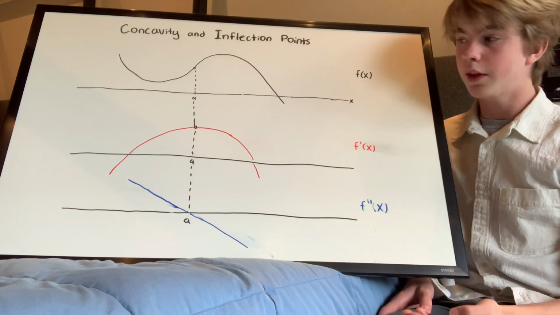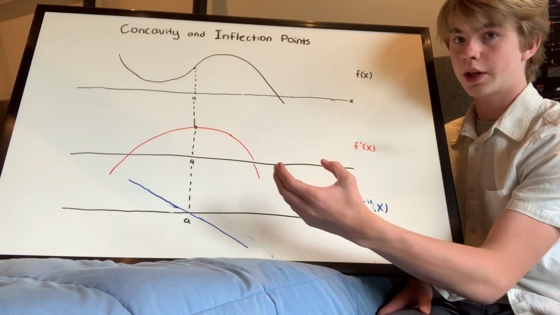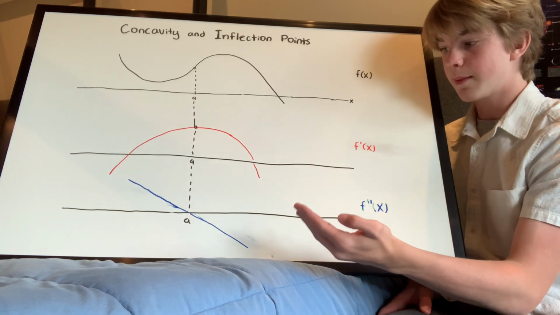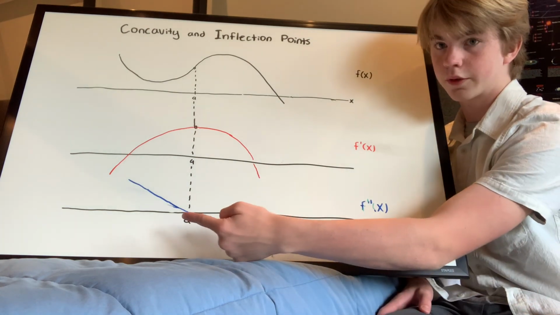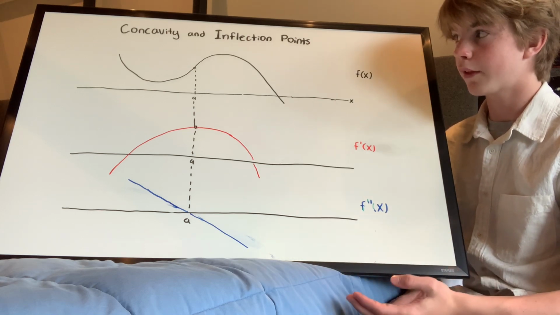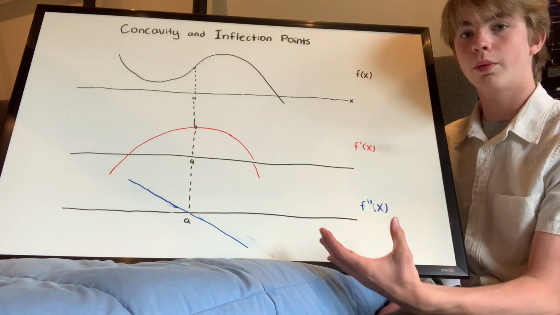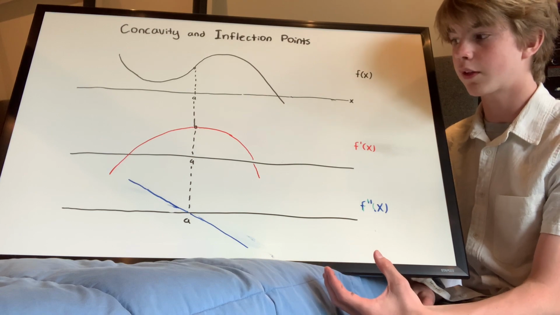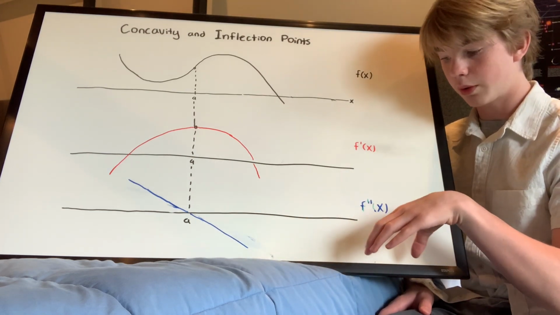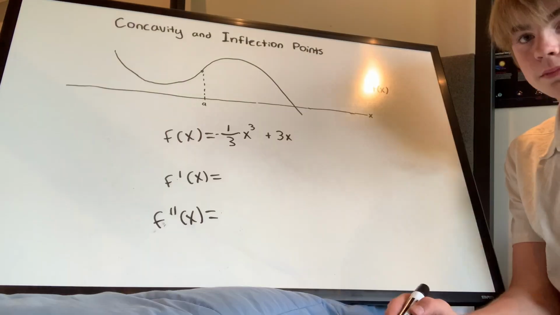So in a situation like this, where the function is switching from concave upward to concave downward, the slope is switching from increasing to decreasing, that means that the second derivative is switching from positive to negative. In fact, when the second derivative is positive, the base function will always be concave up because the slope is increasing. And when the second derivative is negative, the base function will always be concave down.